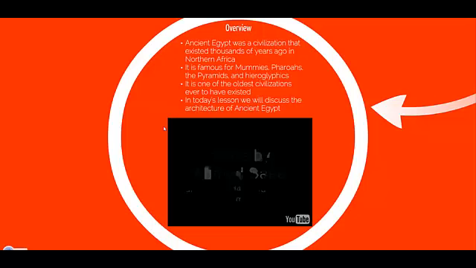Let's start with an overview. Ancient Egypt was a civilization that existed thousands of years ago in northern Africa. As you probably know, it's famous for mummies, pharaohs, the pyramids, and hieroglyphics. It is one of the oldest civilizations to have existed. In today's lesson, we're going to specifically talk about the architecture of ancient Egypt.